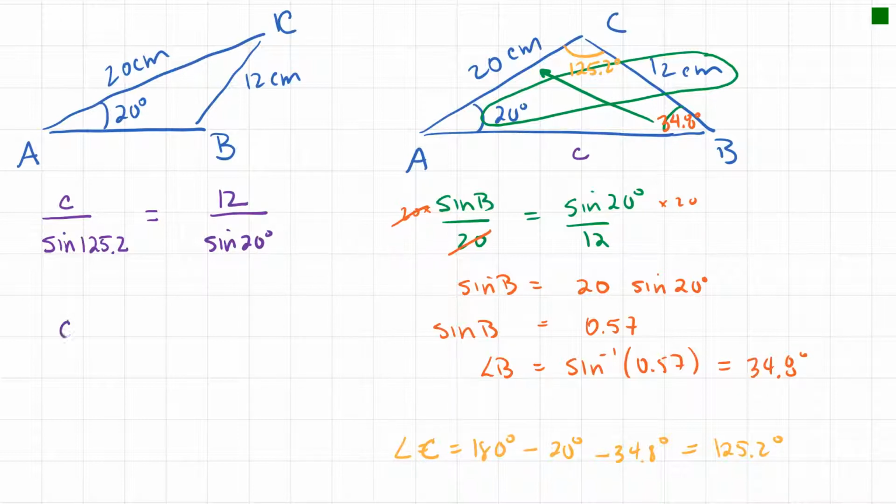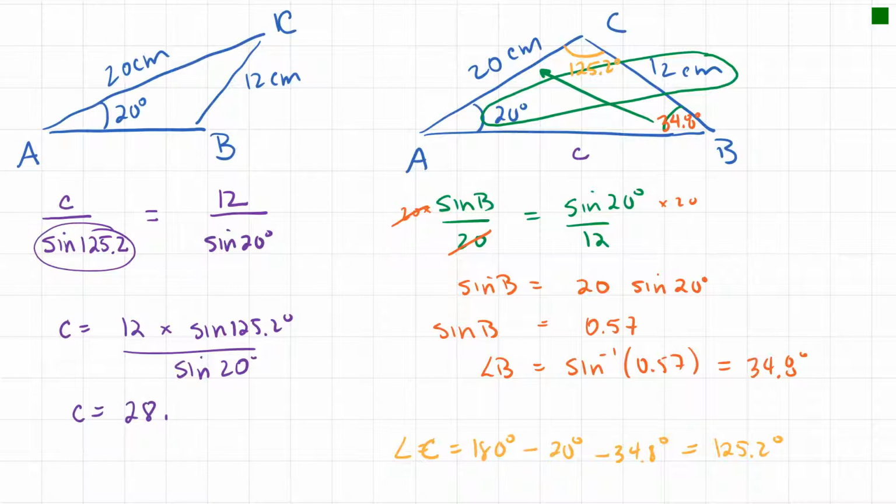So C equals 12 times the sine of 125.2 degrees, because I'm going to multiply both sides by the sine of 125.2 degrees, divided by the sine of 20. So C in this case is, I'm picking up my calculator here, sorry for the delay, 28.6 centimeters. So this is 28.6 centimeters.